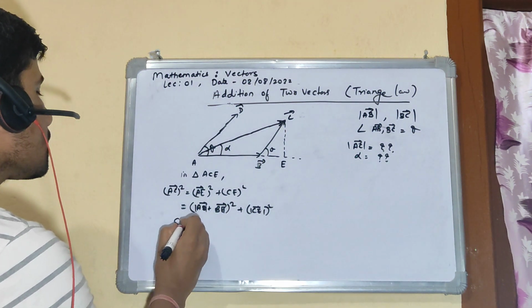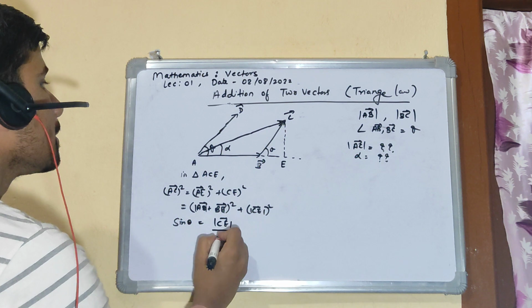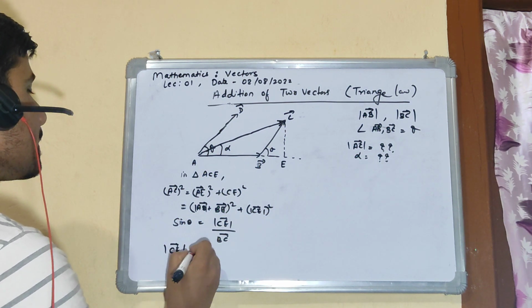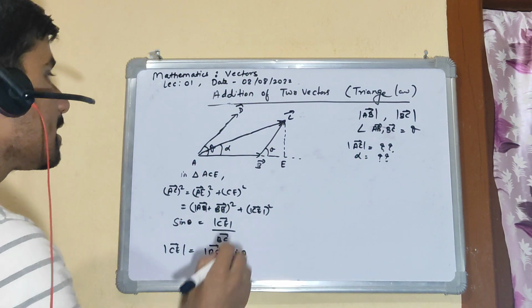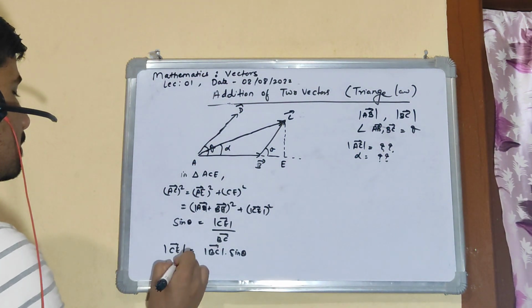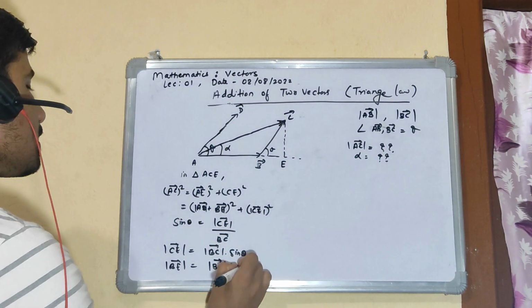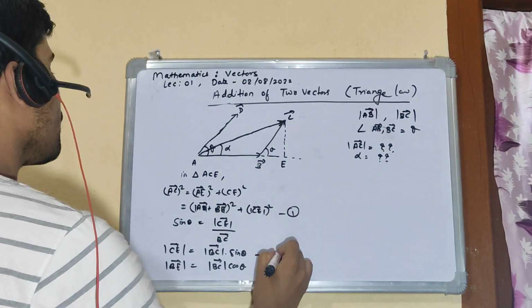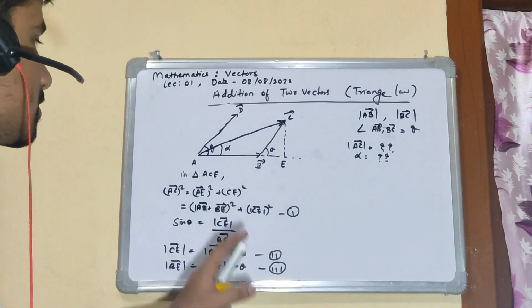So sine theta is what? Sine theta is nothing but CE vector magnitude by BC vector magnitude, right? So CE vector magnitude is nothing but BC magnitude into sine theta. Similarly, BE will be what? BC magnitude cos theta, right? Now let me assume these as equation 1, equation 2, equation 3. Let me place all these together.